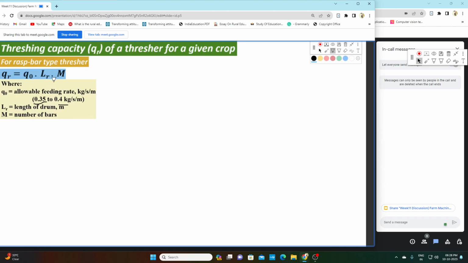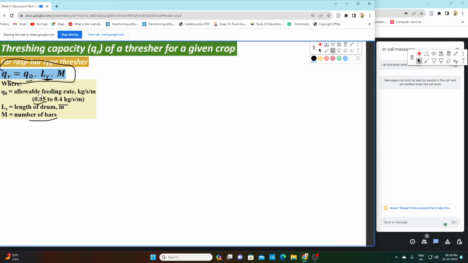What should be the length of the drum into Q naught into the length of the drum into M. M is the number of bars. So by that you can find out the threshing capacity of a thresher for rasp bar type thresher. Again I am repeating, the formula is QR equals Q naught into LR into M.